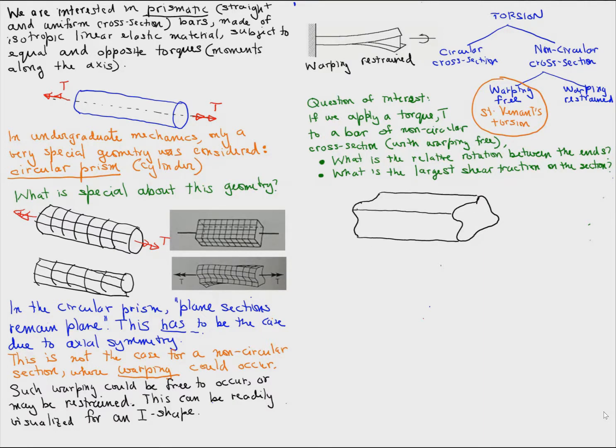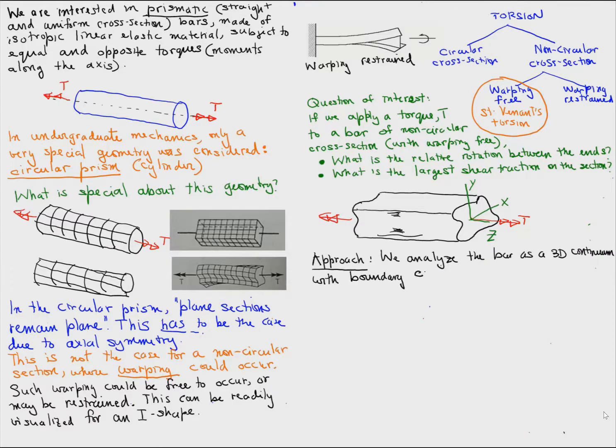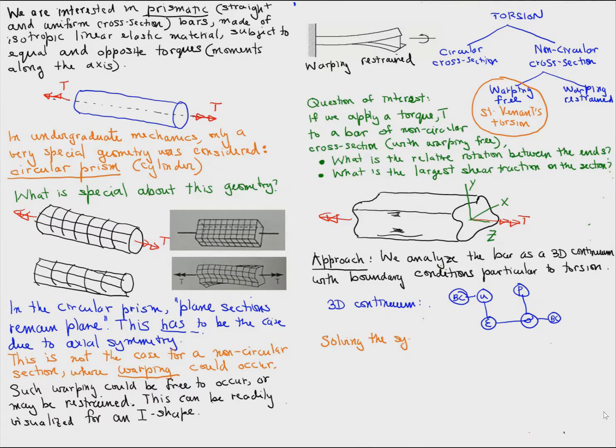So if we take a bar of arbitrary cross-section, non-circular, such as this, and apply a torque to it, the way we'll approach addressing the above questions is to think of this bar as a general three-dimensional continuum, and therefore it has to satisfy all the governing equations of a three-dimensional continuum, and those equations are represented by the Tonti diagram that we considered in assignment 2. But solving this system of equations implied by the Tonti diagram in general is difficult.